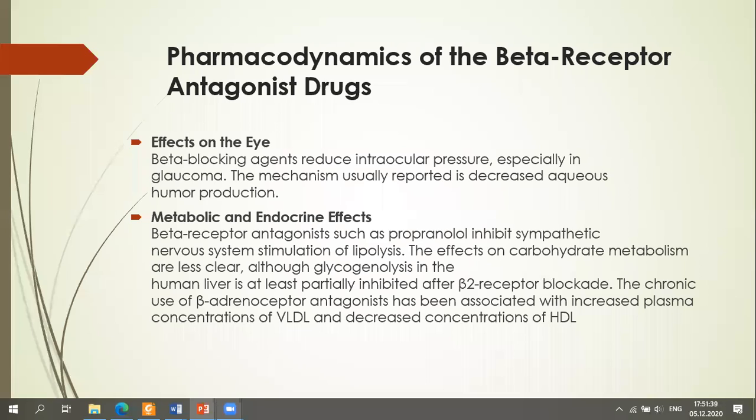Okay. So, metabolic and endocrine effects. Beta receptor antagonists such as propranolol inhibit the sympathetic nervous system.